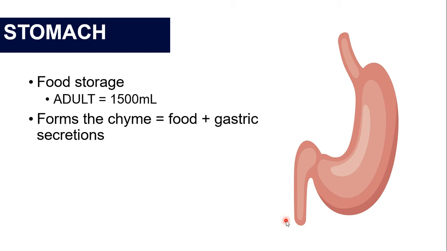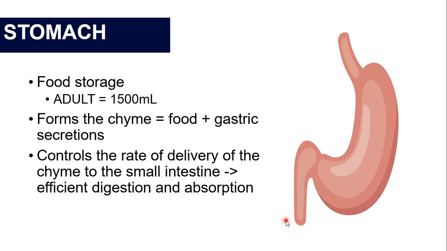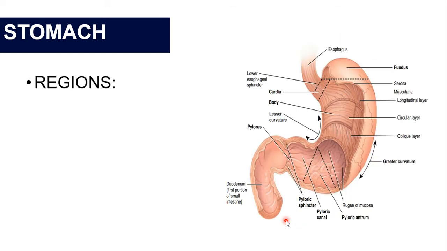Next, we have the regions of the stomach. But before that, your stomach also controls the rate of delivery of the chyme to the small intestine, which will give efficient digestion and absorption of the nutrients from the food towards your body. Next, the regions of the stomach.